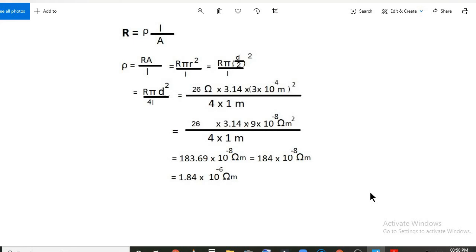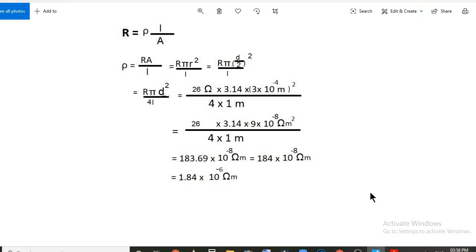If we change that point also, instead of 0.3, if we write 3, then we have to again divide by one more 10, and that 10 also will come to the upper side. Therefore, we can write 0.3 millimeter as 3 into 10 raised to minus 4 meter, all square, d square, divided by 4 into 1 meter. Length is 1 meter. So 26 into 3.14 into 3 square. 3 square is 9 into 10 raised to minus 4 square, that is 10 raised to minus 8.